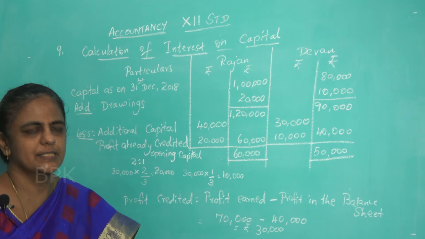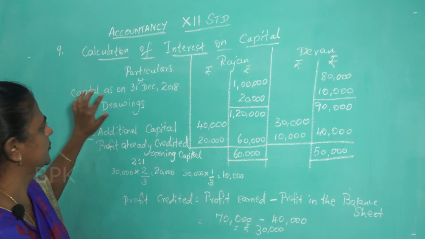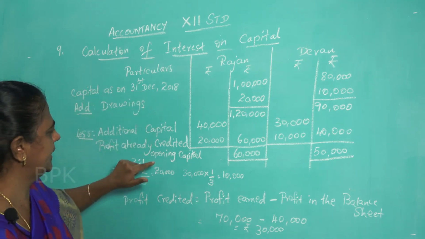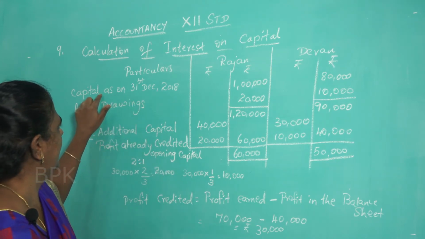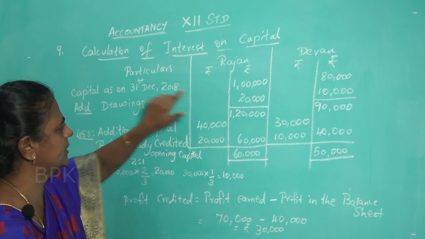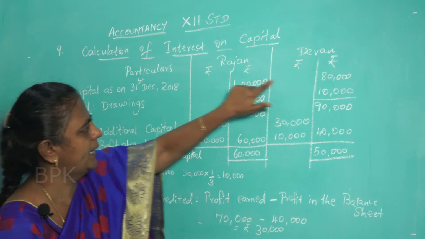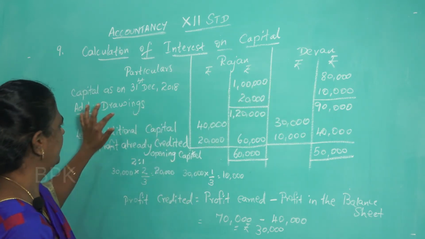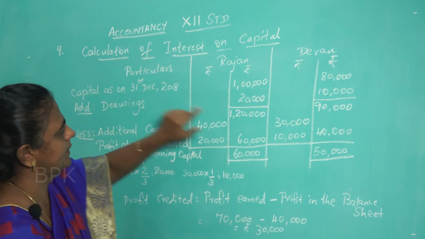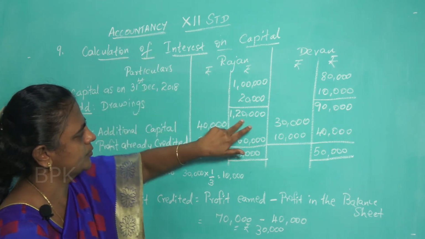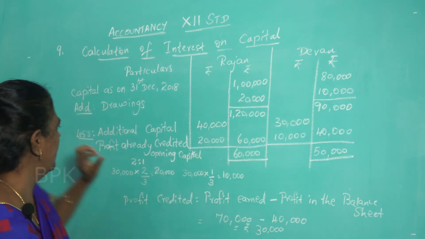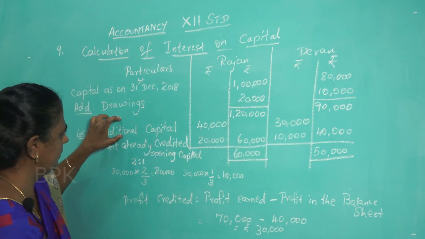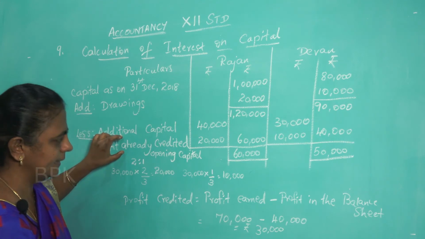Okay, children, hope you understood. So first, what I am going to do is calculate opening capital. To calculate opening capital, what are the things I am taking? I am taking capital at the end, that is given in the balance sheet, 1,80,000. With that, we are adding drawings. Drawings is given in the adjustment. Add drawings. So here you will get 1,20,000 and here you will get 90,000. Then what you have to do? You have to subtract additional capital and profit already credited.